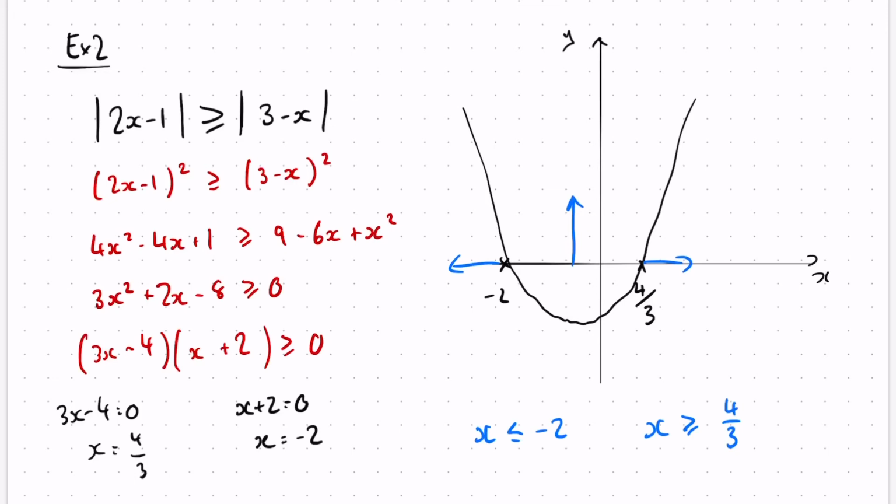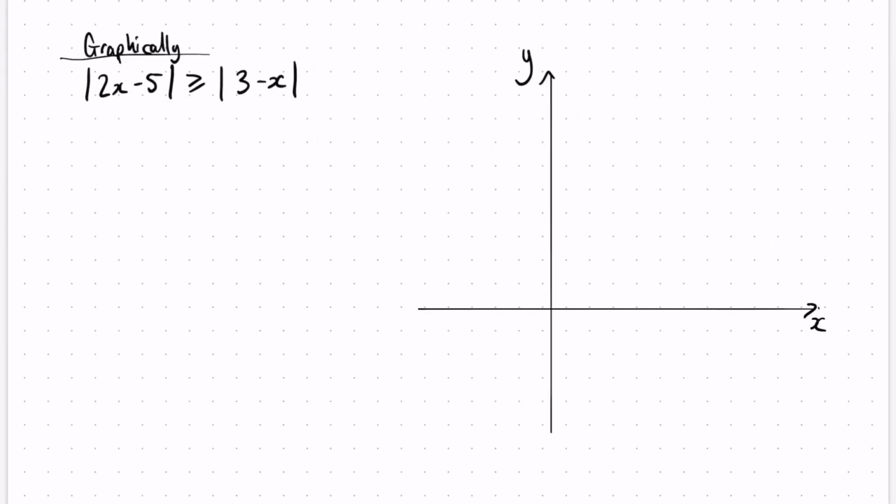How about solving this graphically? Okay, so I know I've used a graph here just to help me find out my final inequality, but I can use a graph from the beginning. So, to use a graph from the beginning, all I need to do is split this into my two different equations. So I've got y equals modulus 2x minus 5. I've got y is equal to 3 minus x.